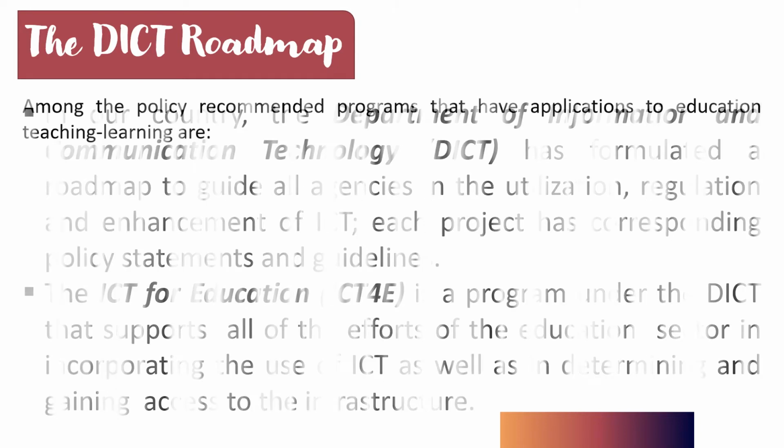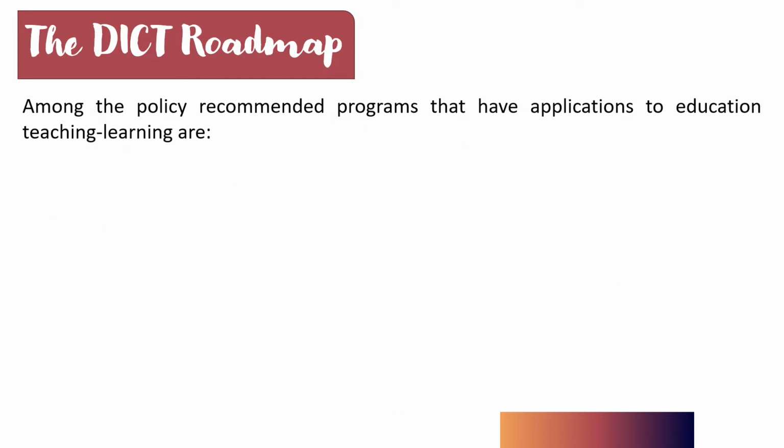Among the policies again, ICT for E is a program under the DICT that supports all the efforts of the education sector in incorporating the use of ICT, as well as in determining and gaining access to the infrastructure. Infrastructure here means hardware, software, telecommunications facilities, and others, which are necessary to use and employ learning technologies at all levels of education.